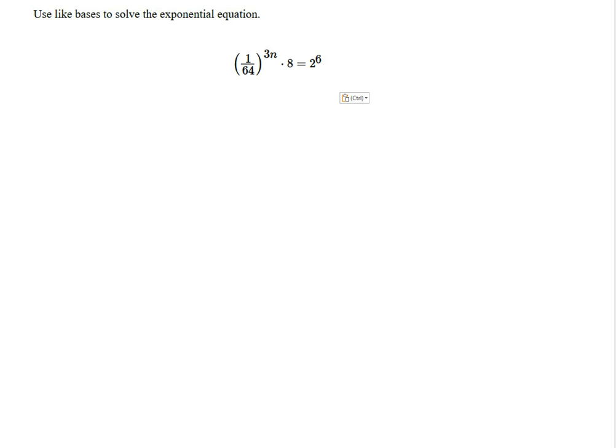Okay, this says use like bases to solve the exponential equation. When I look at this, I have a base 2 right here, which is raised to the 6th power. And then 8 is actually a base. It's raised to the 1st power here. And then this 64, I know it's in the denominator, but it's raised to a 3n power. It's 1 over 64.